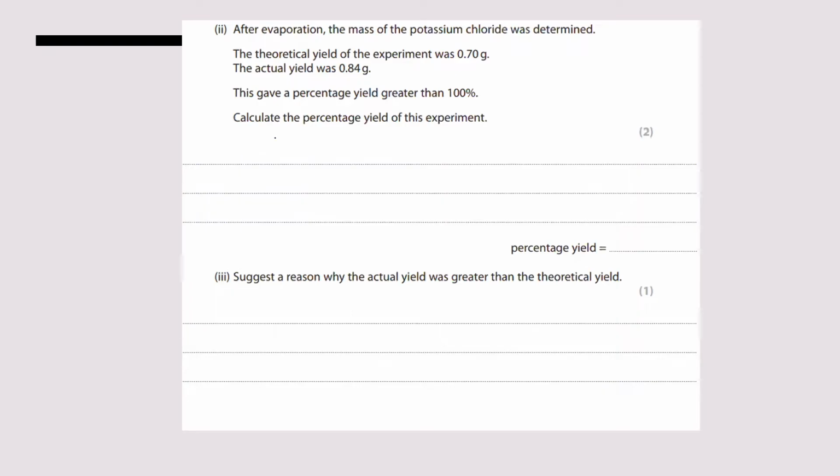So, when we work out percentages, remember this is going to be more than 100%. It's unusual to see this. Okay, so we're going to have 0.84 divided by 0.7 and then times 100. It's unusual to see it greater, but maybe there'll be a reason, obviously we'll talk about. 0.84 divided by 0.7 times by 100, 120.